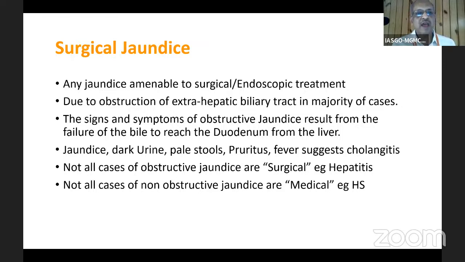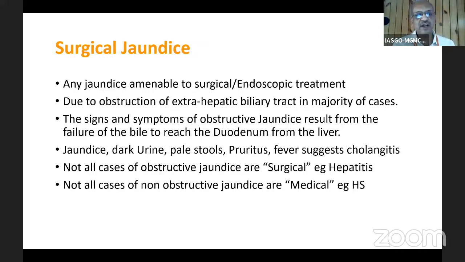tract obstruction. The signs and symptoms we are all aware of from our MBBS days are basically jaundice, dark colored urine, pale stools, pruritus, with or without cholangitis. However, mind you, not all cases of obstructive jaundice are surgical. That is what I was referring to a few seconds back. Example, viral hepatitis, very commonly. It is a kind of obstructive jaundice, but it's not a surgical jaundice. It's an intrahepatic obstruction due to inflammation of the hepatocytes, which leads to obstruction to the bile canalicular flow. So it is obstructive, but non-surgical.